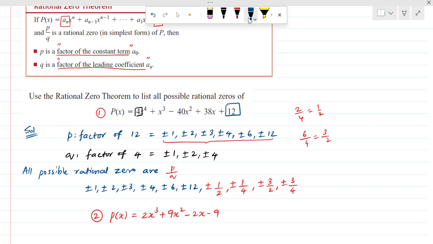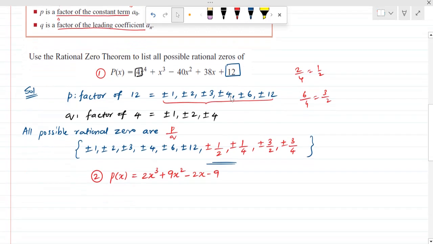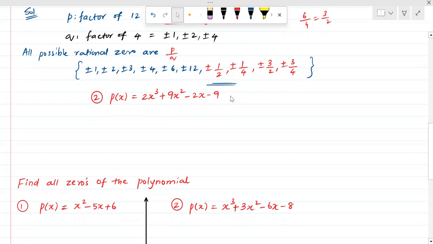The zeros will be only within these possible zeros. You will not get 5, 7, or 9. You will get the zeros only from this list. This is what the rational zero theorem says. Similarly, we will solve one more example in the same way.